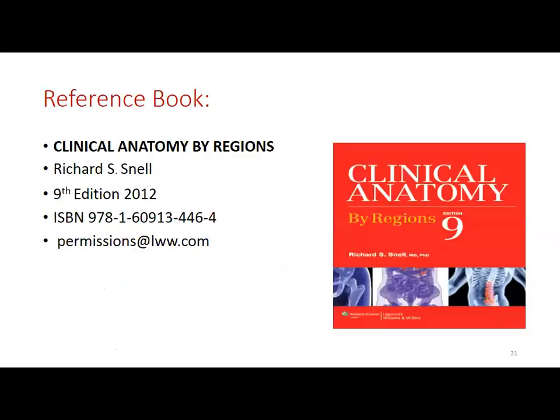So this is all about this lecture, which is about the endocrine system, mainly dealing with the pituitary gland, the thyroid, as well as the parathyroid. If you have any questions regarding this, you can directly ask me.